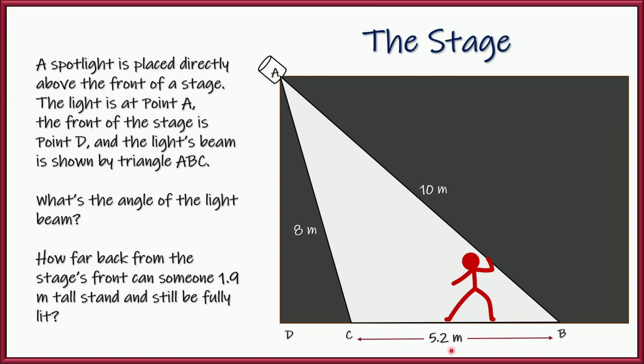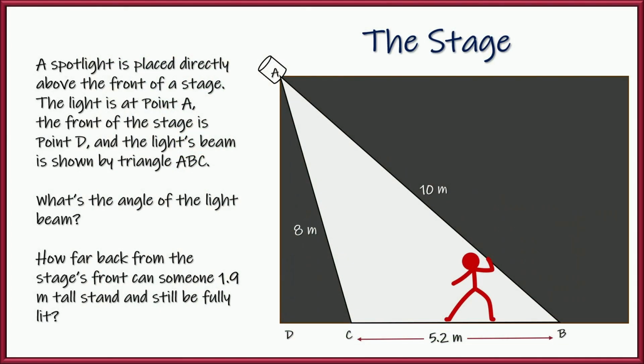So there's a couple of things we've got to figure out. We're being asked to find this angle right here, and we're also being asked to find how far back somebody that is 1.9 meters tall could stand and be fully lit. This is exactly the type of question that you're going to see in an IB test. Let's see if we can get into it, shall we?